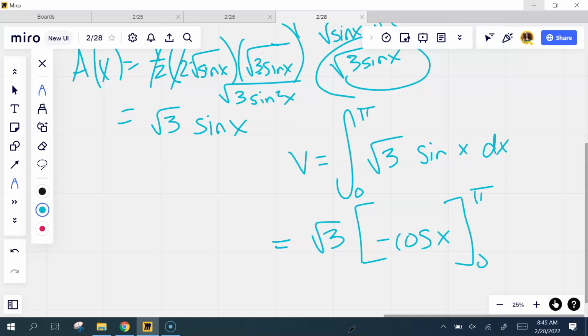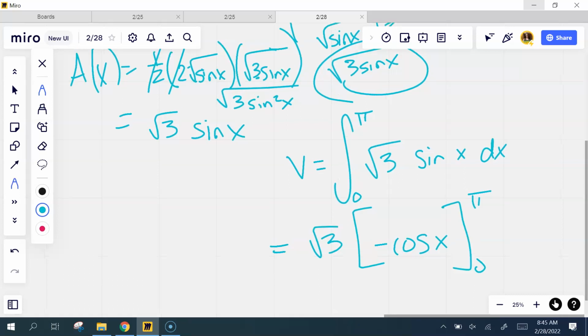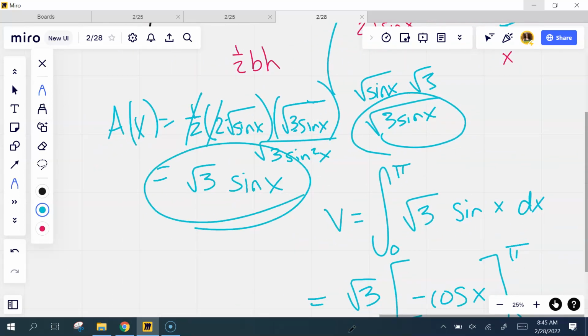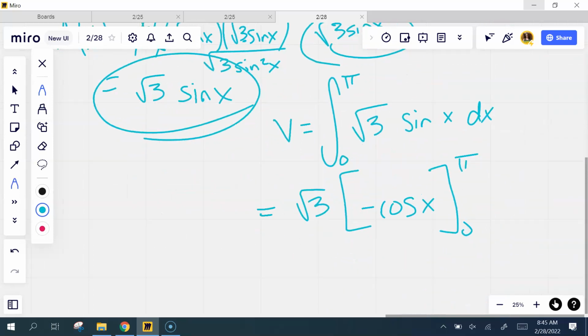This was not a circle, this was an equilateral triangle. So remember, these cross sections are where I have to think differently. Once you find the area, it goes into the integral, the area of whatever shape it is. All right, plug them in. Root 3, I've got negative cosine pi minus negative cosine 0.